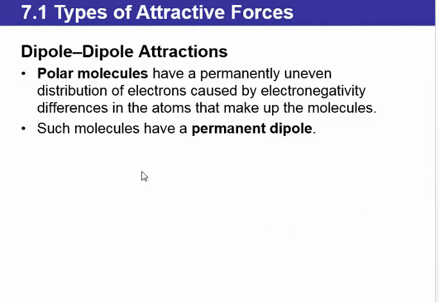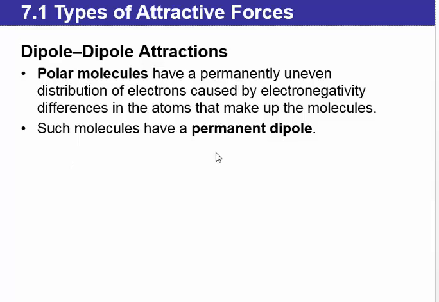While all molecules exhibit London dispersion forces, only polar molecules exhibit dipole-dipole intermolecular forces, or attractions. Polar molecules are molecules that have a permanent uneven distribution of electrons. And this is a review from Chapter 3, where we were first introduced to polar molecules.